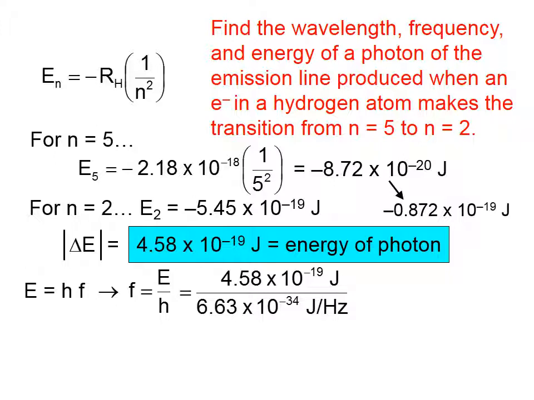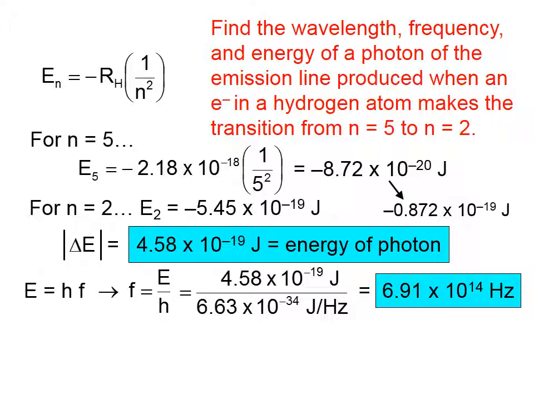Now that we have the energy, we can use this relation to find the frequency. We've covered this relation in a previous lesson. The energy of a photon of light is equal to Planck's constant times the frequency. Planck's constant we know to be 6.63 times 10 to the negative 34th joules per hertz. We just found the energy of the photon, therefore we can calculate the frequency in hertz.